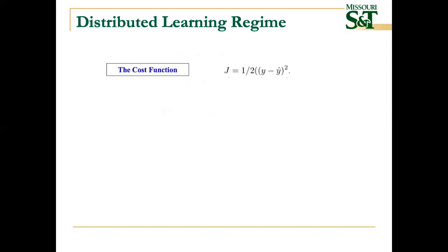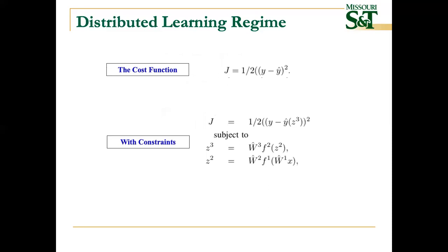The change in the optimization problem is as follows. In the standard case, our optimization problem, the cost function was written as y minus y hat. By introducing these additional variables, Z3 and Z2, we have introduced constraints, each of which is constrained to be equal to the previous layers. Note that these constraints are implicitly present in a standard neural network, and we do not think of them as constraints. We just set Z3 equal to the previous layer of the neural network.